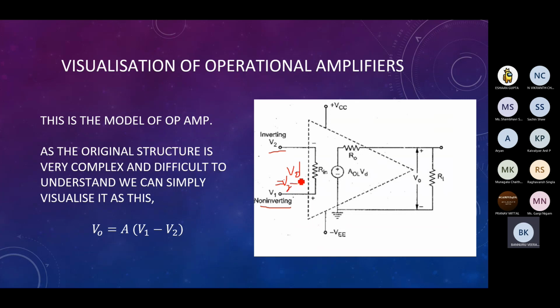V2 minus V1, and we can see that V out is nothing but A times Vd. Here A is called the gain of the op-amp, and Vd is nothing but the difference between the non-inverting and inverting terminals.